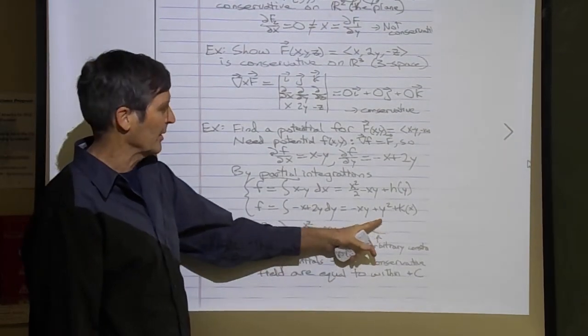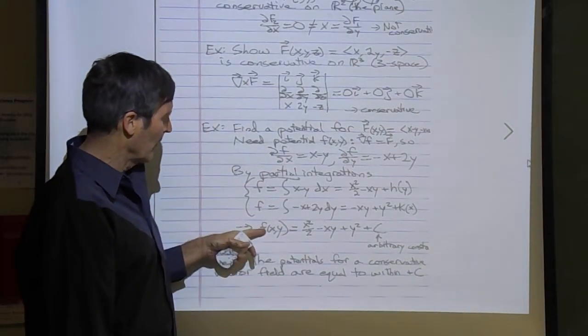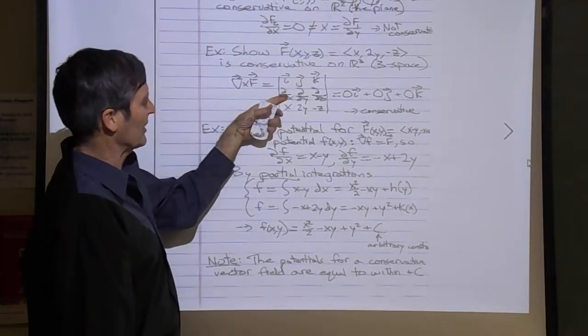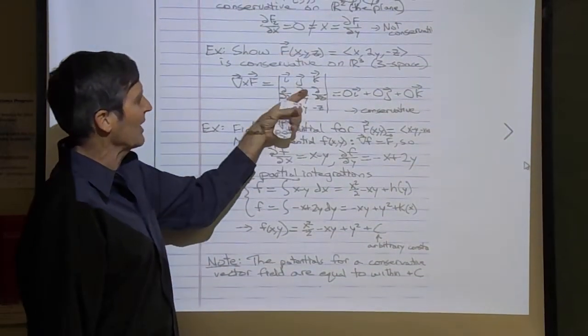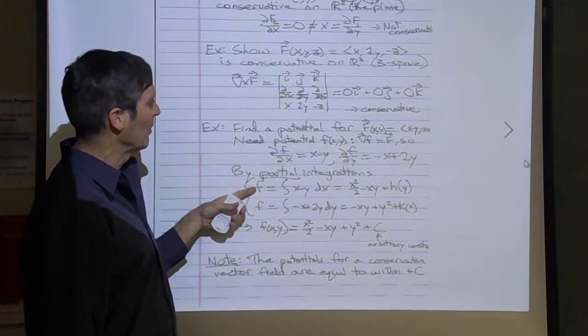Plus we can put an arbitrary constant that doesn't depend on either x or y. This is a potential for this vector field. We don't have to check this first. If we find the potential, we already know it's conservative. This is just a check ahead of time to see if we're going to be able to find this function.